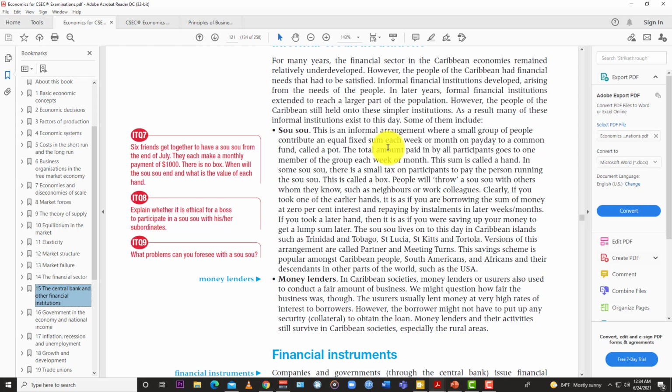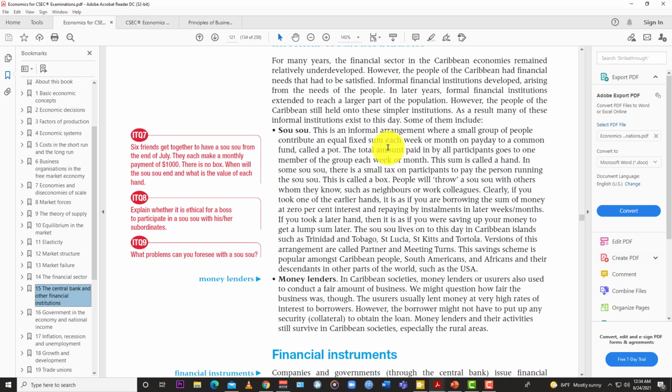So we continue. Clearly, if you took one of the earlier hands, it is as if you were borrowing the sum of money at 0% interest and repaying by installments in later weeks and months. If you took a later hand, then it is as if you were saving up your money to get a lump sum later, and we're stressing the lump sum part of it.